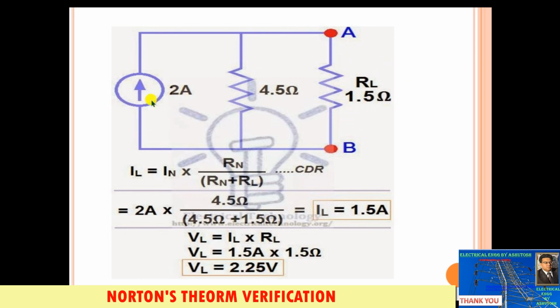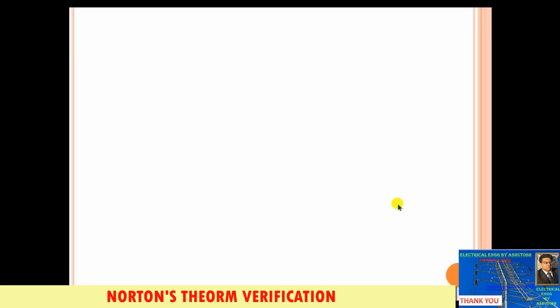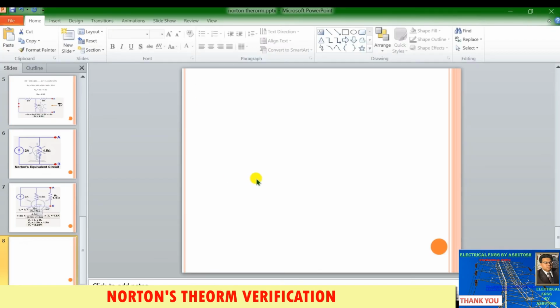Now we know the current 2 ampere. Now we have to find out the load current, the current flowing in the load resistance branch. So now we will apply the current division rule. Total current In into Rn, 4.5, divided by Rn plus RL, 4.5 plus 1.5. So it becomes 1.5 ampere load current. So this was the solution of the numerical.